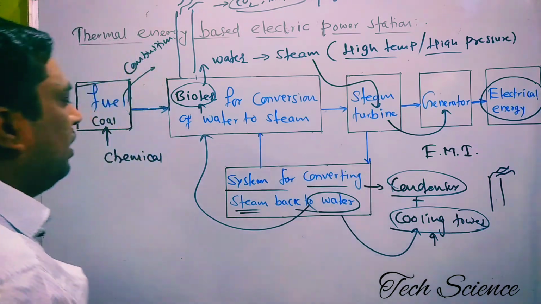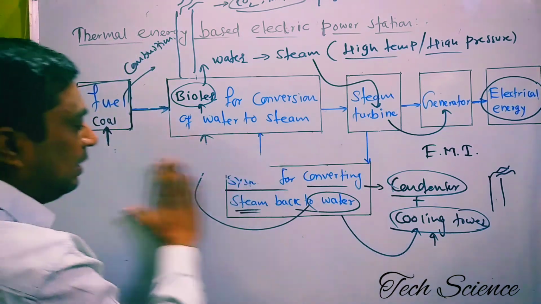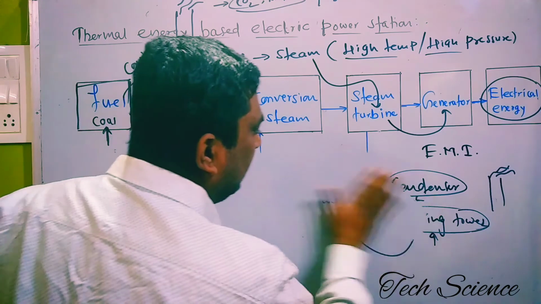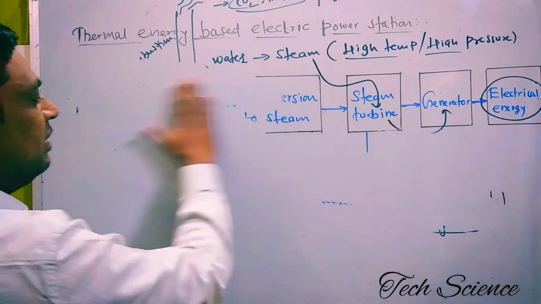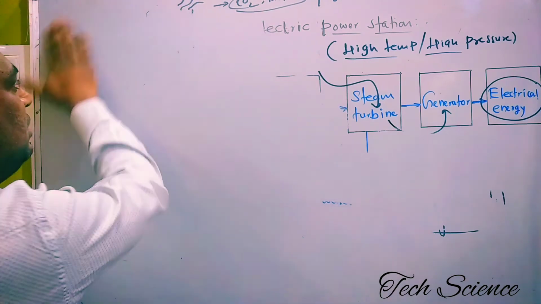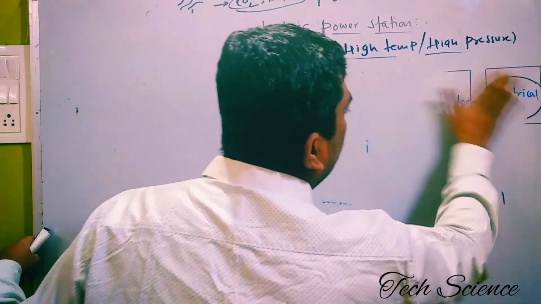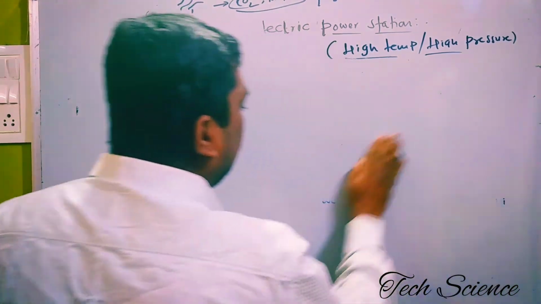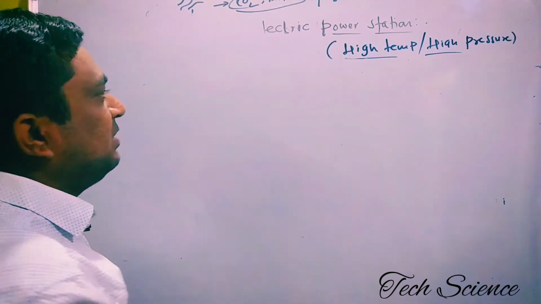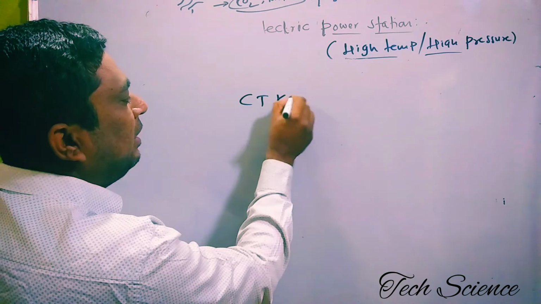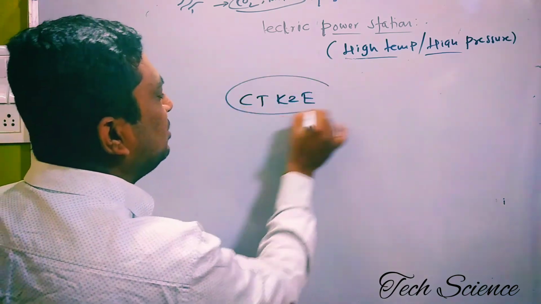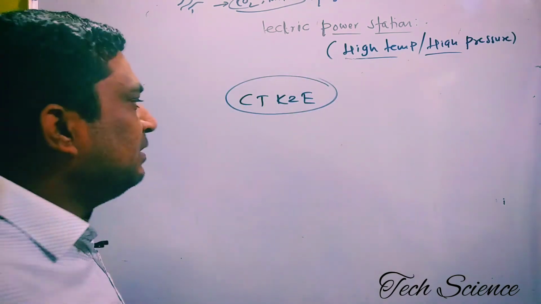Here we also have one more chart. If you observe your syllabus, what is that chart? This chart is concerned with the energy execution. It is the energy execution chart regarding the thermal based electric power station. What is that? It is CTK2E. In short, I am writing this word CTK2E. What does it mean?